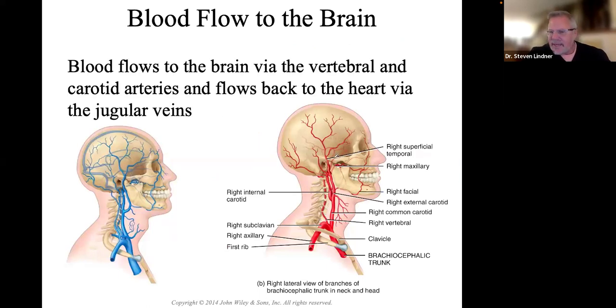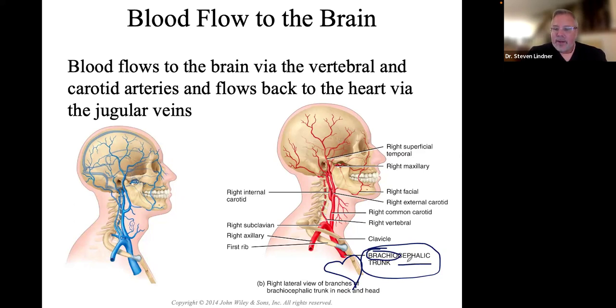Besides the flow of CSF, we have the flow of blood to the brain and the drainage of blood from the brain. So the heart is going to sit here, and one of the branches that comes off the heart is this aortic arch. And somewhere off the aortic arch, we're going to have this brachiocephalic artery that comes up. And when you look at the word brachiocephalic, we see two words: brachio, which means arm, and cephalic, which means the head.